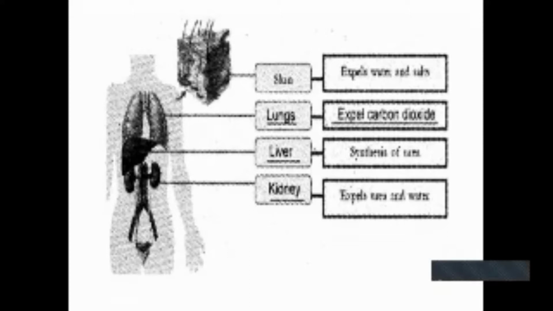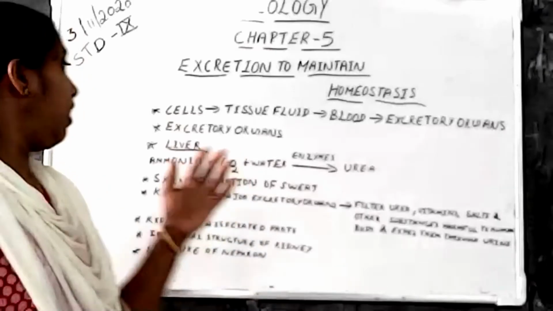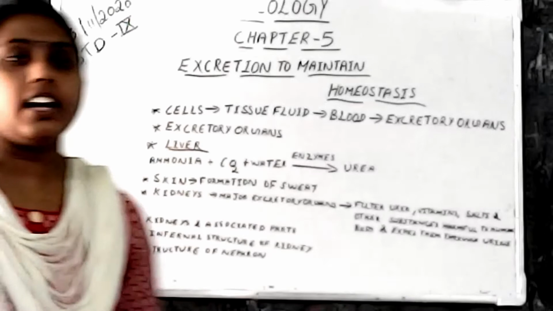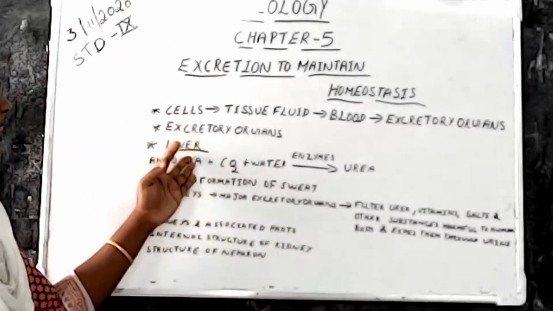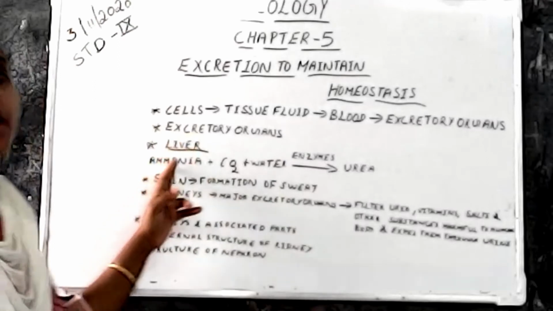Okay, now we can see the liver. Liver is known as an excretory organ. Liver is helping in converting the ammonia.